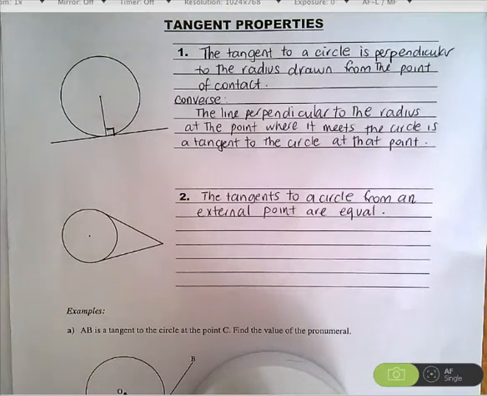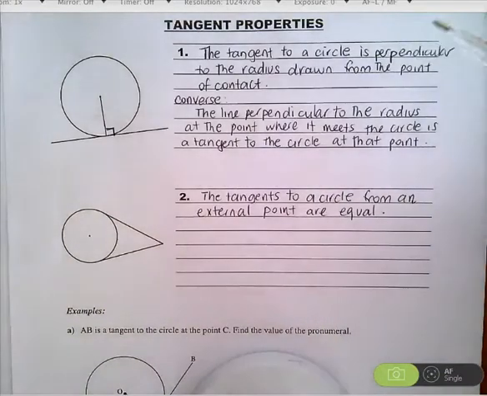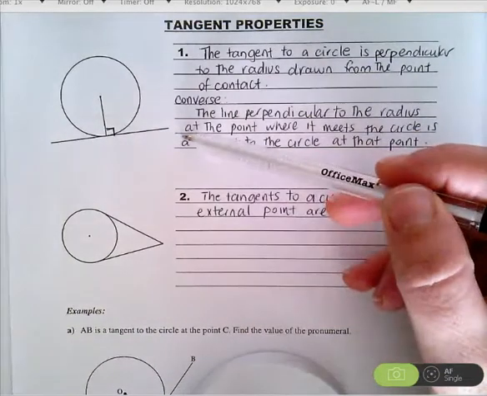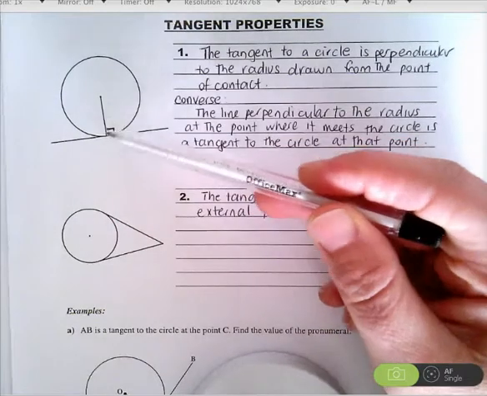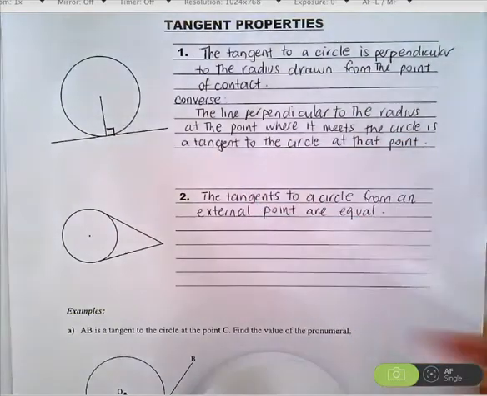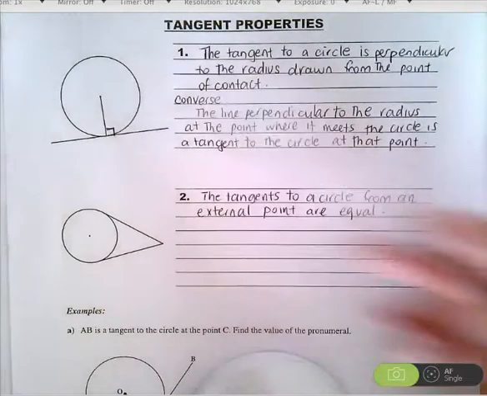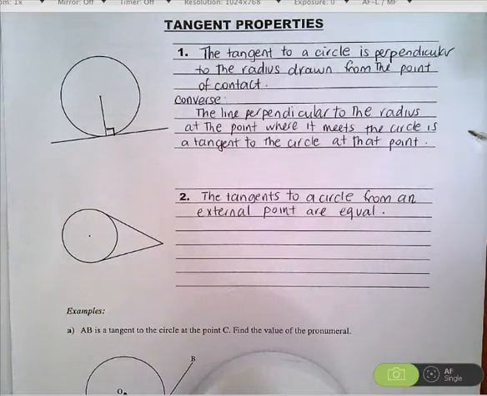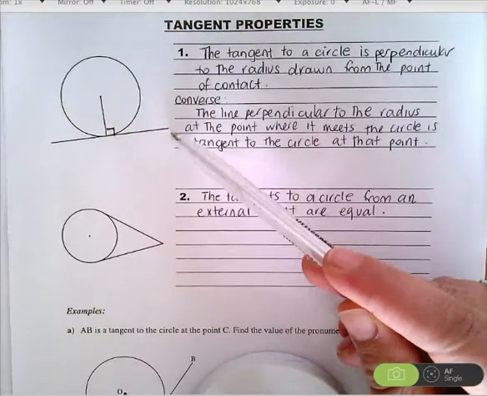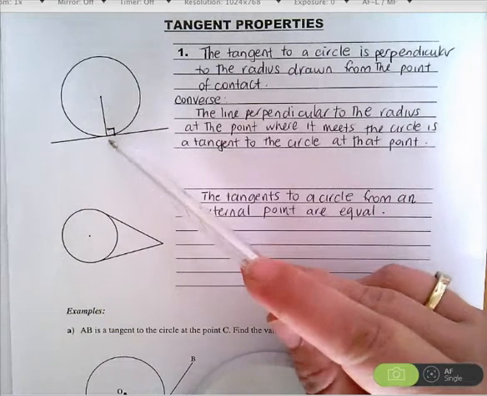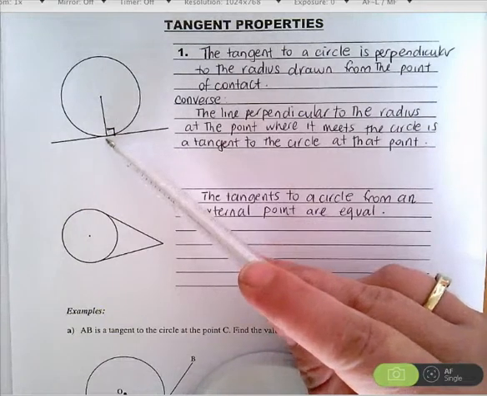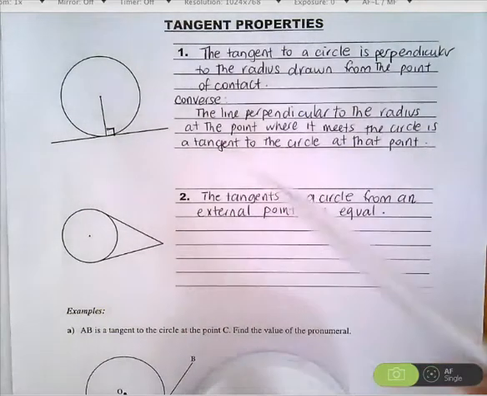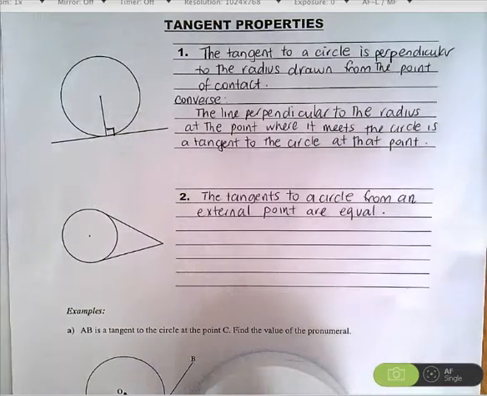Now, the first theorem, I think, was theorem number 14, and it was that the tangent to a circle is perpendicular to the radius drawn from the point of contact. In other words, the angle between the tangent and the radius is a right angle. And the converse of that theorem is that if this line is perpendicular to the radius at the point where it meets the circle, then this line is a tangent to the circle. Now, we're actually not going to prove that theorem. We don't prove that theorem.